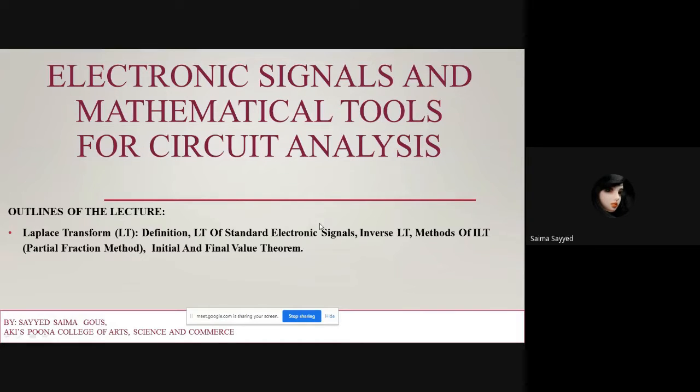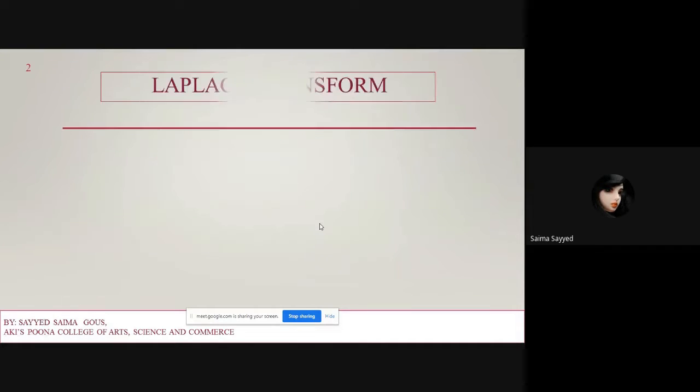And for inverse Laplace there is one method, the partial fraction method. So we'll see what the partial fraction method is and how to find the Laplace inverse by using the partial fraction method, and then the initial and final value theorems used in Laplace transformation. So first, what is Laplace transformation?